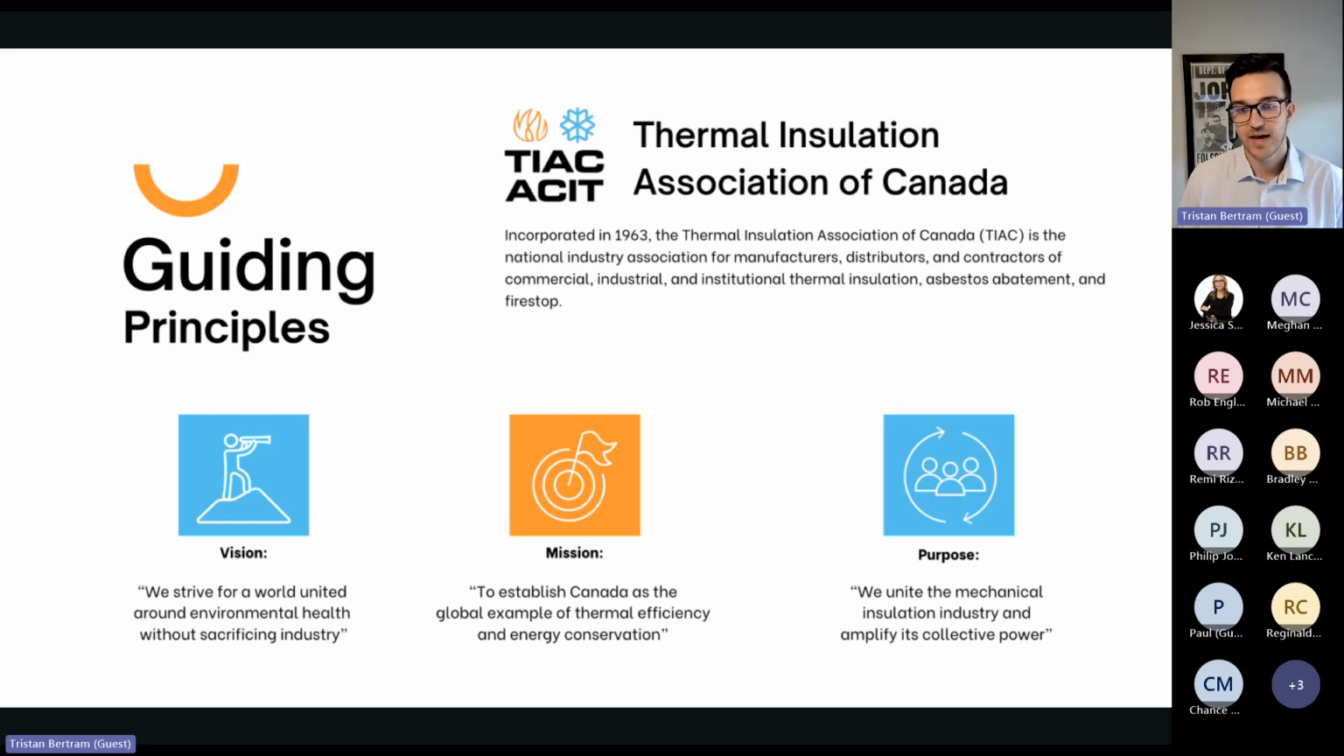At TIAC, we envision a world where mechanical insulation stands at the forefront of climate rehabilitation and carbon emissions reduction, emphasizing thermal efficiency to create a more sustainable world without sacrificing industry. Our mission is to ensure the continuous, highly efficient, and safe operation of all mechanical systems across Canada's industrial, institutional, and commercial sectors. By achieving this, we intend to reduce carbon emissions and establish Canada as the global leader in climate rehabilitation, energy efficiency, and clean economy. And our purpose is to continually forge, support, and promote a community of experts rallied around advancing the thermal insulation industry.